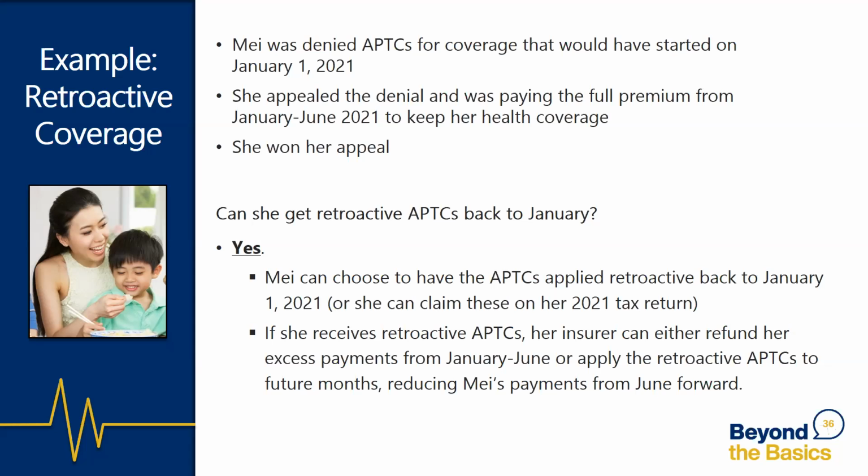The other option could be that if she chooses to just say she'll get them prospectively, when she reconciles and files her federal tax returns, she might end up with a refund at that point to make up for these months where she was paying 100% of her premium, but ultimately was found to be eligible for tax credits from the beginning.